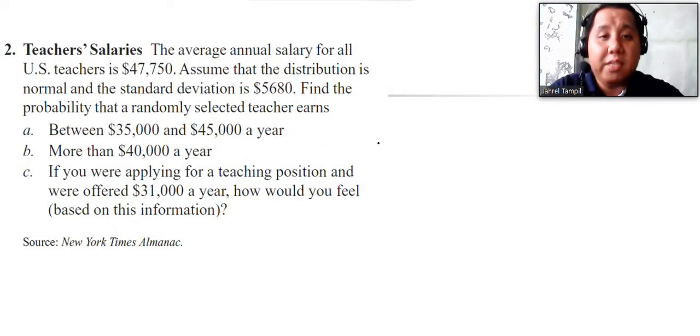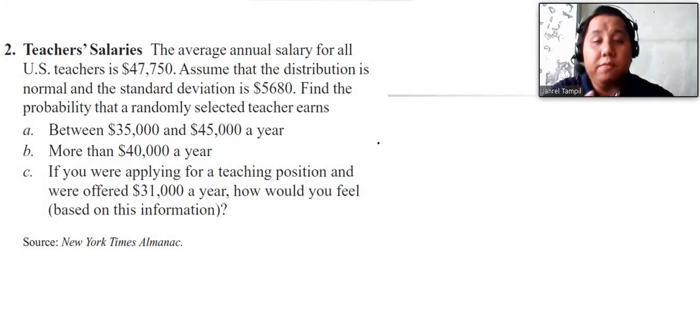So let's have this example. The average annual salary for all US teachers is $47,750, and assume that the distribution is normal and the standard deviation is $5,680. Find the probability that a randomly selected teacher earns based on the following. So the first thing to do is we would need to encode it in our Excel so that we would be able to see the values.